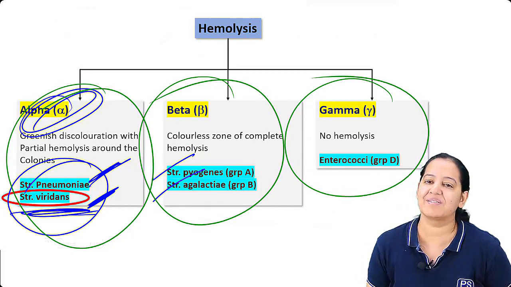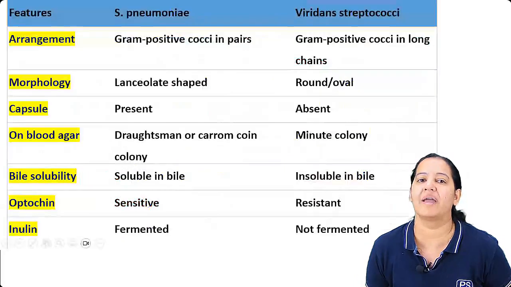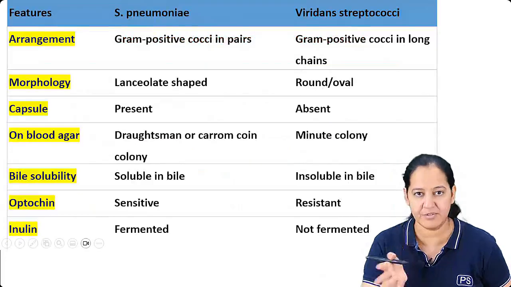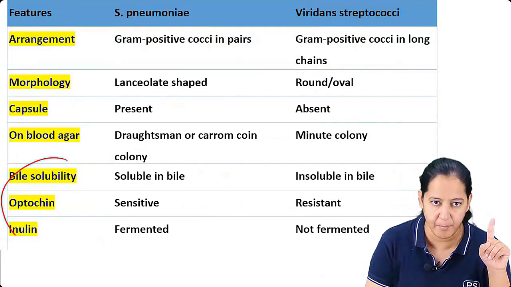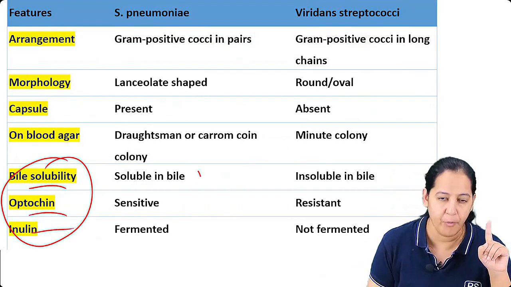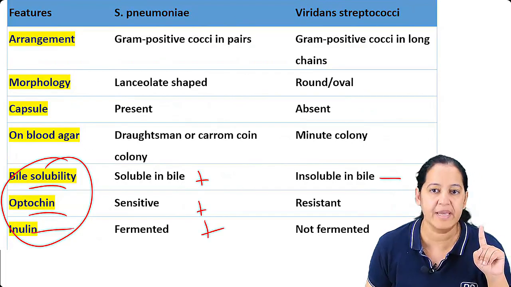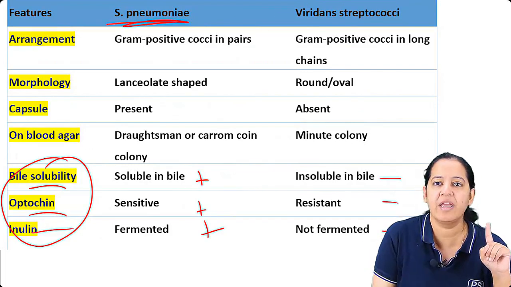So coming to the last gamma, Enterococci. The same thing is written in front of you. You can see it. Bile esculin test positive, positive, positive. Bile esculin negative, negative, negative. Pneumonia, viridans.